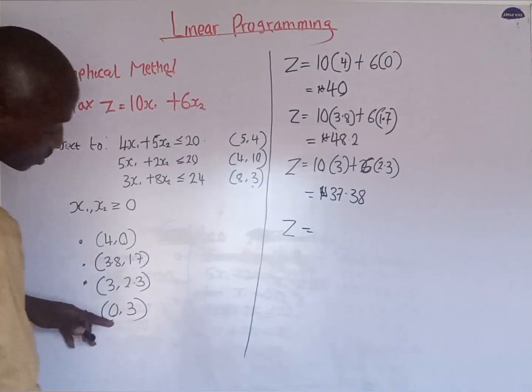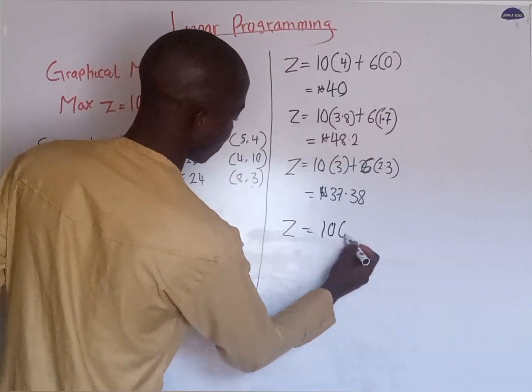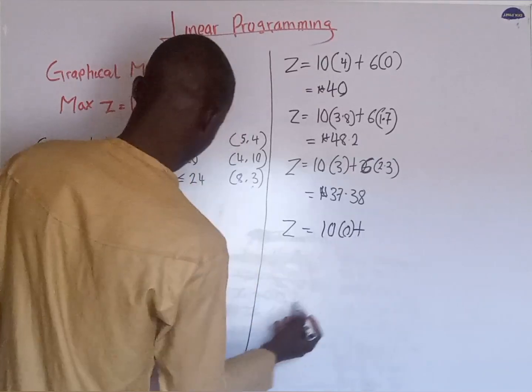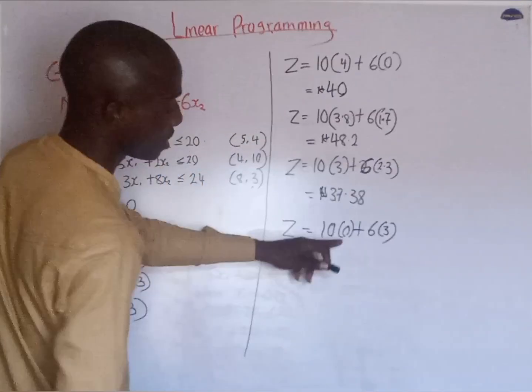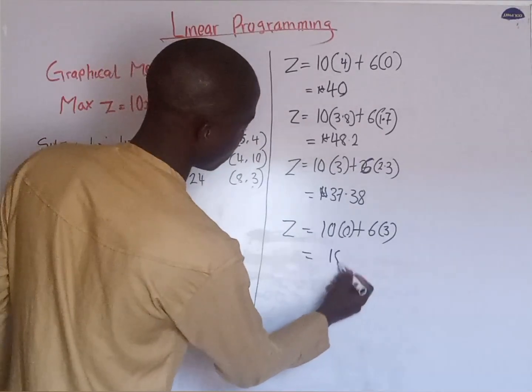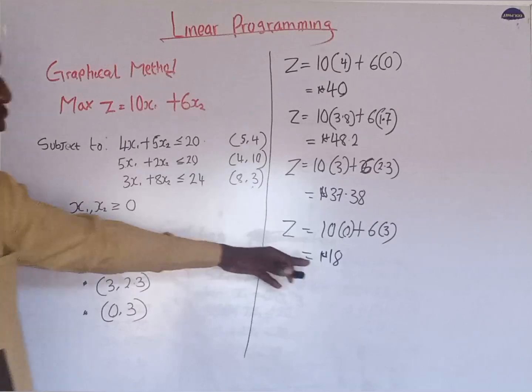When x1 is equal to 0 and x2 is equal to 3, we are going to have 10 times 0 plus 6 times 3. So 10 times 0 is 0, 6 times 3 is 18. Let's assume that they gave you that the unit is in naira. So that's what you are going to be getting.